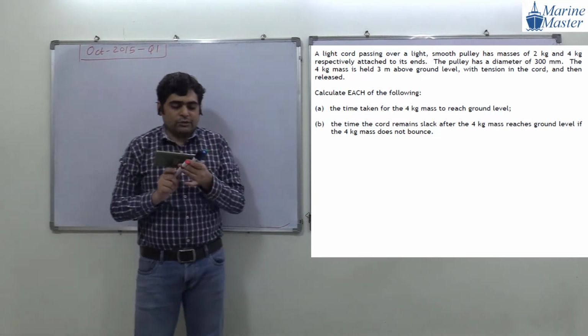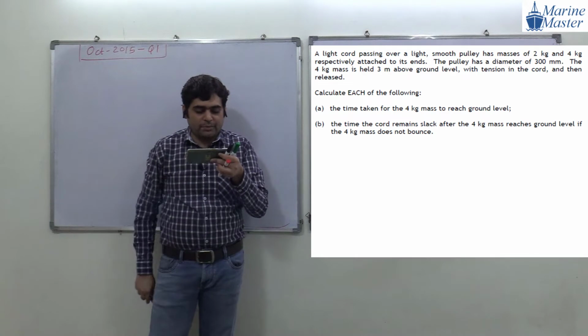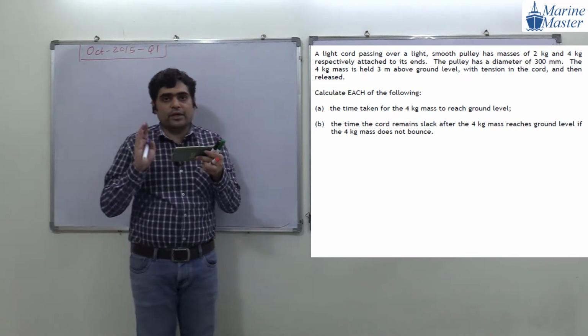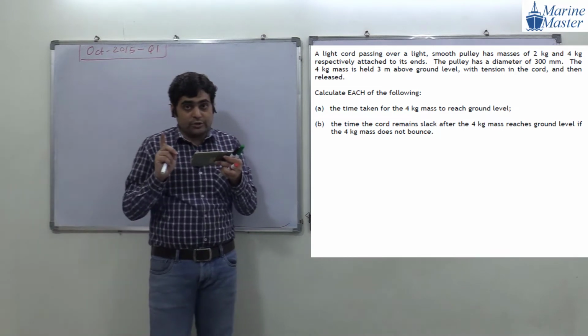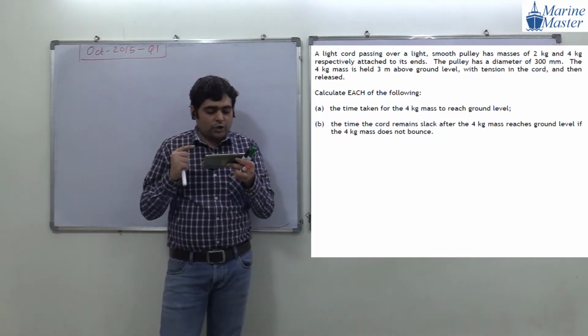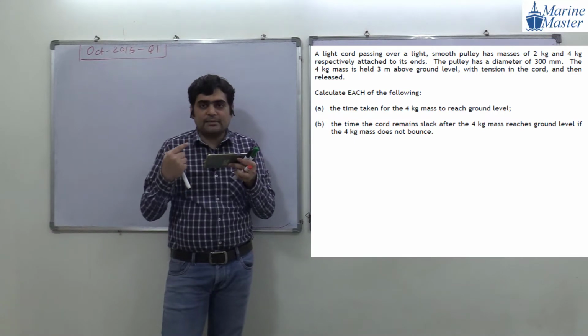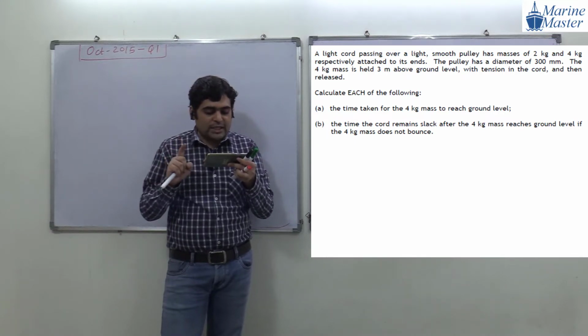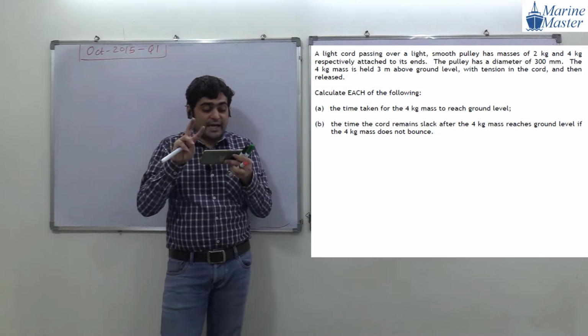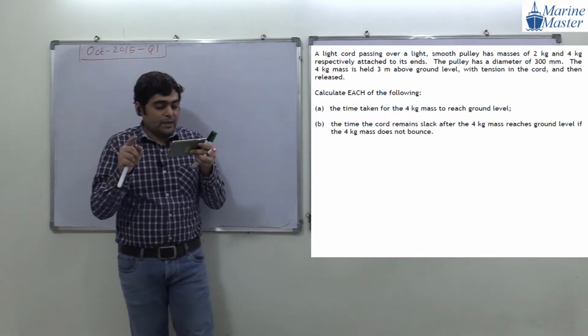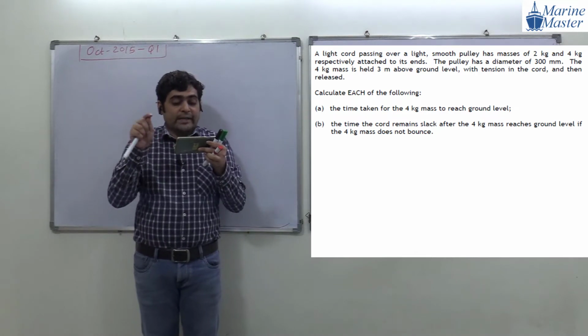Now I am going to read the question. Please everyone try to read the question with me carefully. What they are saying in the question: a light cord passing over a light smooth pulley has masses of 2 kg and 4 kg respectively attached to its ends.